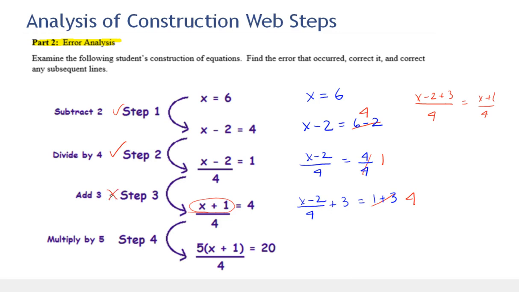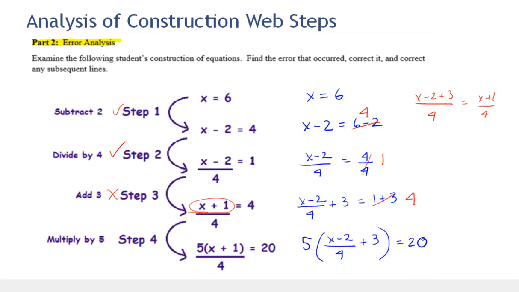Okay, and the last step, multiply by 5. It looks like they did this correctly, but we're going to put the correct result based on the correct previous result. Okay, so let's go back to the blue pen. 5 times, in parentheses, this entire expression, x minus 2 over 4 plus 3 equals, and now we want 4 times 5, which is 20.